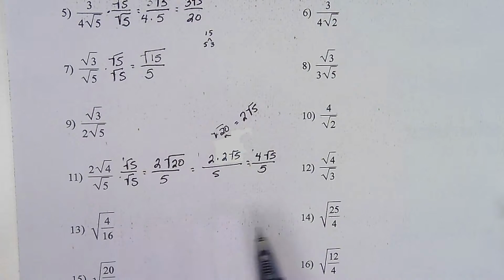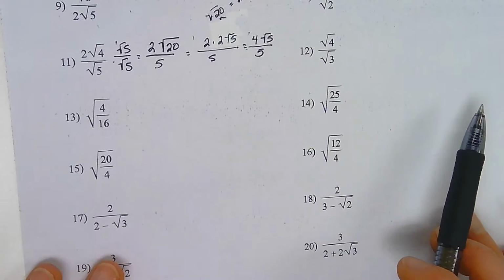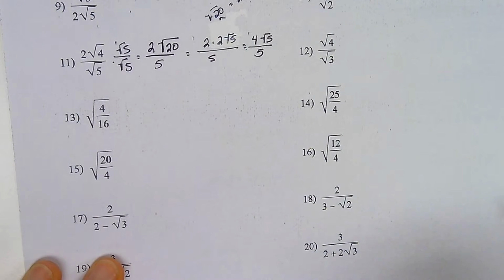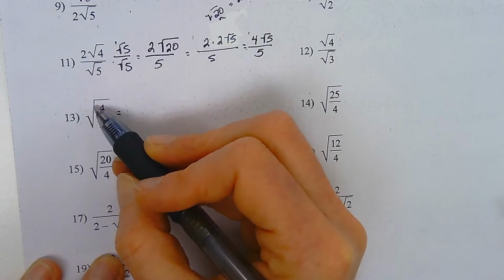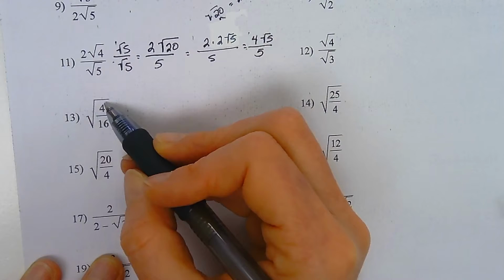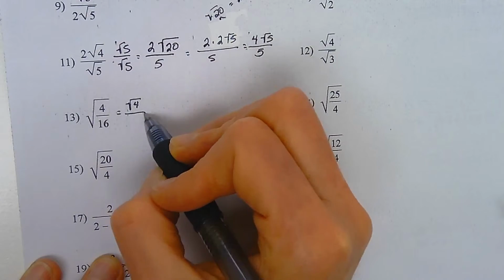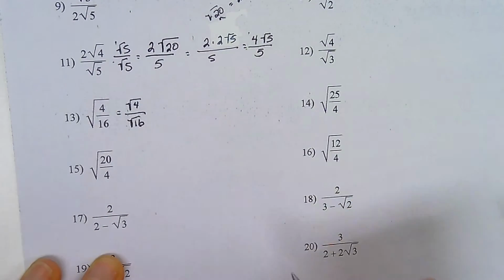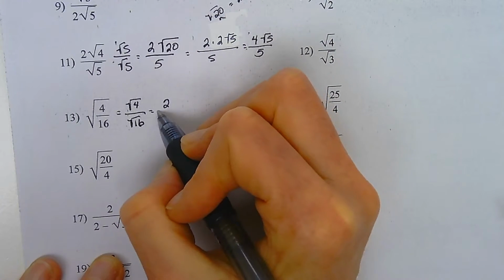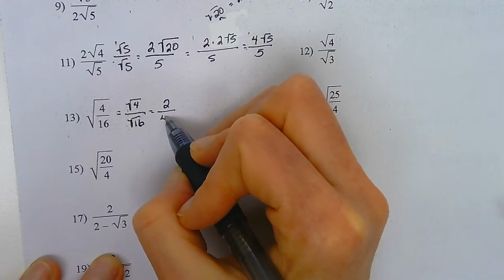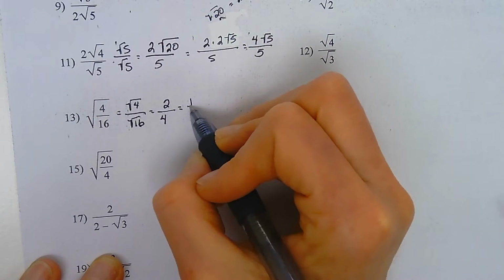Now number 13, 14, 15, and 16 show us the division property here of radicals. This whole radical sign is covering this entire fraction, but we can rewrite it as the square root of 4 over the square root of 16. The square root of 4 is a perfect square, that's 2, and the square root of 16 is 4, and that can be simplified from 2 over 4 to 1/2.